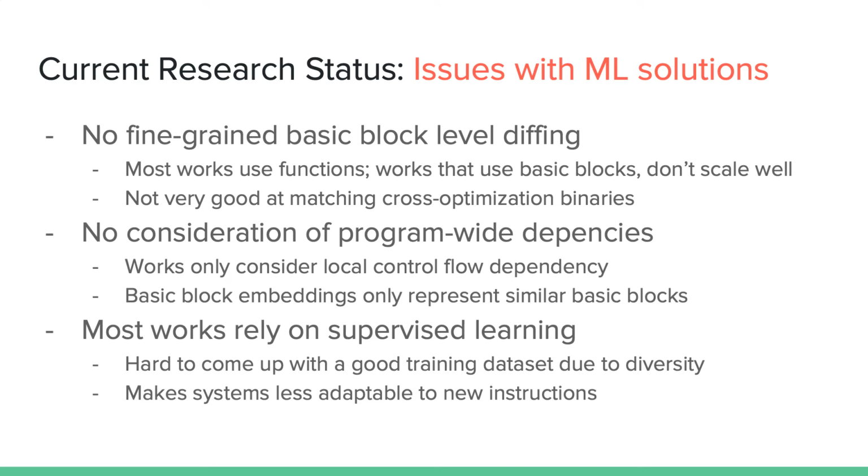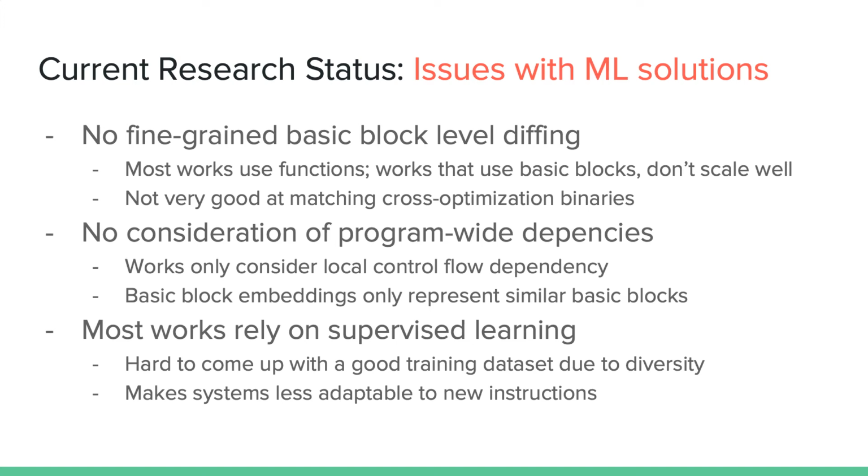So what are the problems with the machine learning solutions? There's no real work that does fine-grained. That's not true. Most work doesn't do fine-grained basic block level diffing. Only inner eye does, and even that takes like 0.6 milliseconds apparently for comparing one pair of basic blocks. So when you scale up to millions, it's hours. And so they find that inner eye is not fast enough. Most of the others don't even bother with basic block level. They just work on a function level.